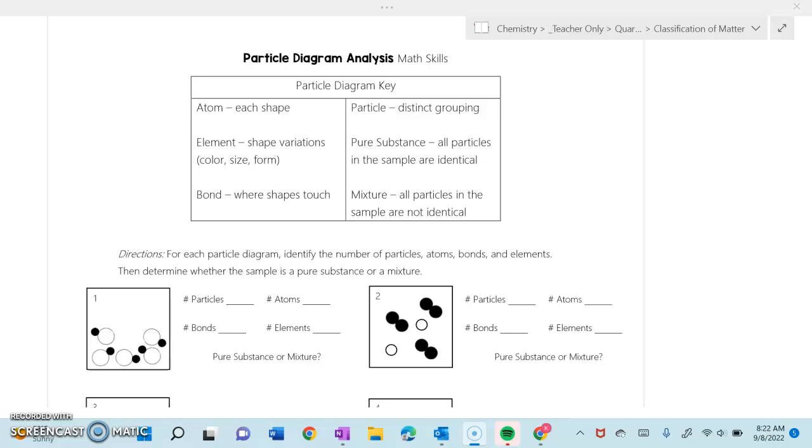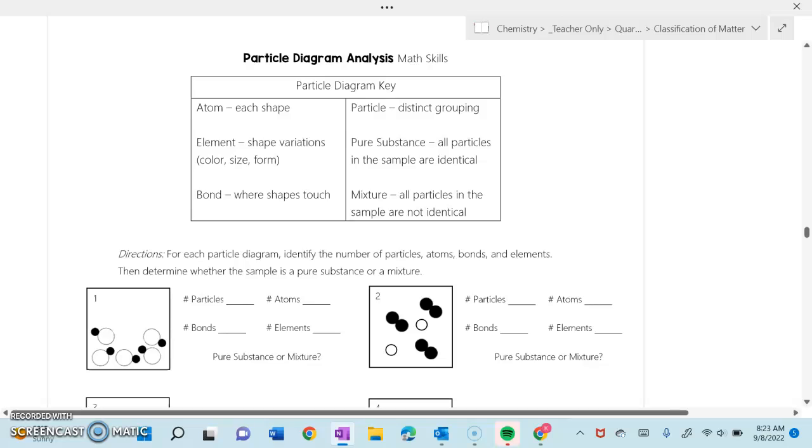Our key says an atom is each shape, an element are the shape variations, color, size, form. A bond is where shapes touch. A particle is a distinct grouping. A pure substance is in the picture all particles are identical. In a mixture, all particles in the sample are not identical. Our directions here say for each particle diagram, identify the number of particles, atoms, bonds, and elements. Then determine whether the sample is a pure substance or a mixture.